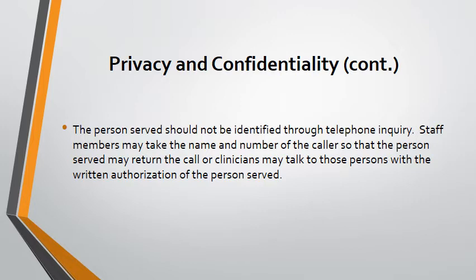We should be very careful in sharing any information about a person served over the telephone. The rules of confidentiality do not prohibit the caller from providing us with information, as long as we do not in any way verify that the person they are describing is a recipient of services. In short, the caller can tell us anything. We can't tell the caller anything.